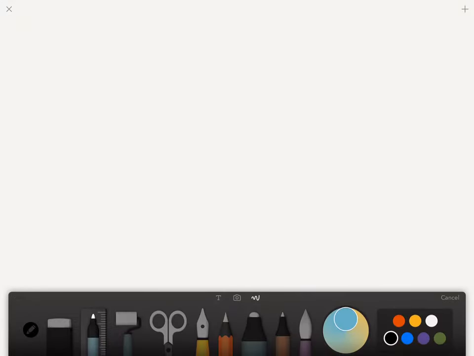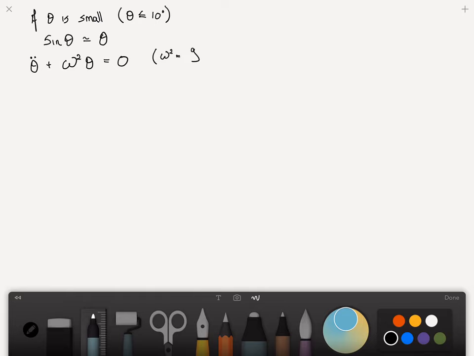Okay, so if theta is small, and by that we mean theta is less than or equal to about 10 degrees, then we can say that sine of theta is approximately equal to theta. Okay, and if we rewrite the equation of motion, we can write it as theta double dot plus, I'm going to write it as omega squared theta is equal to 0, where omega squared is equal to g over L.